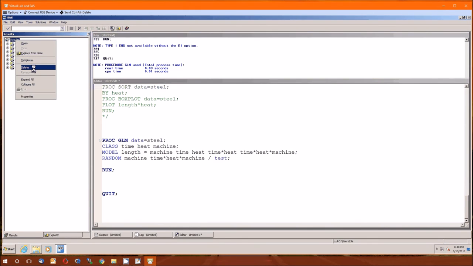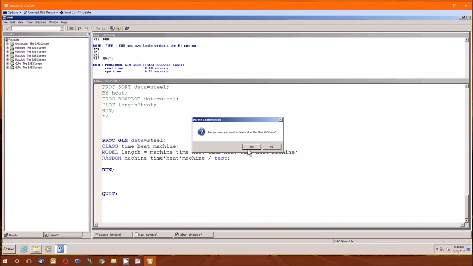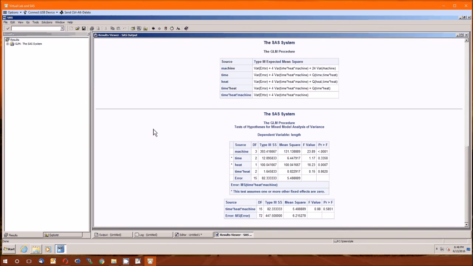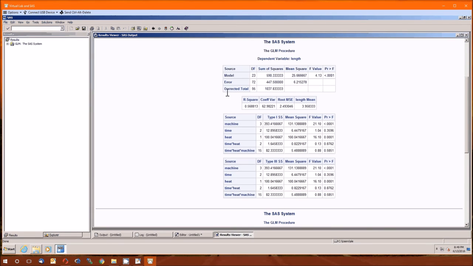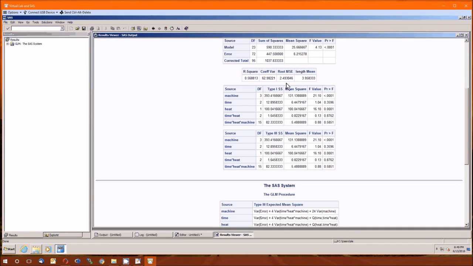I'm going to delete those results. I'm going to rerun this whole thing. We can see what that code at the end gives us. It's the typical first page for a GLM procedure. This is the top, a test of the model as a whole. Since the p-value is less than alpha, we do know that the effects of machine, time, and heat are not all zero. We reject the null, and again, null means zero. There's the r-squared value, the coefficient of variation, the root mean squared error, which is just the square root of the 6.215278, and the average of the dependent variable.